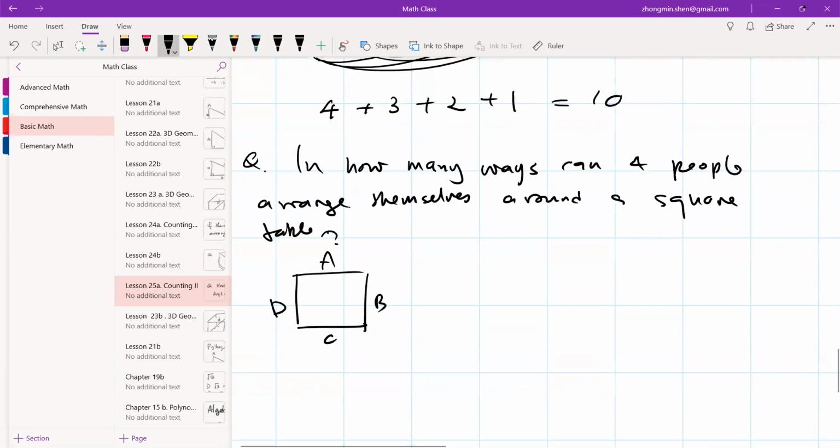And how many different ways? Okay, you can interchange these two: C, A, B, D. Different, right? Clearly, those are two different arrangements. Yes, they are clearly different.